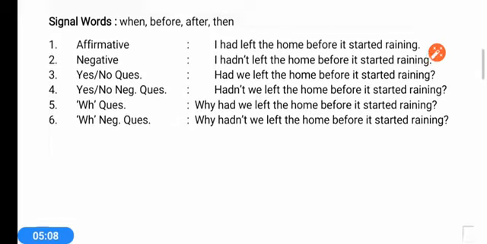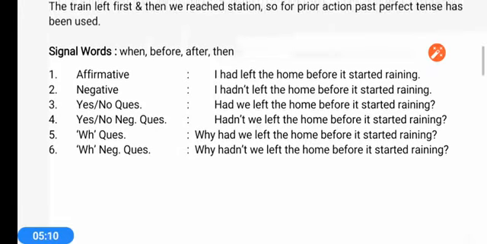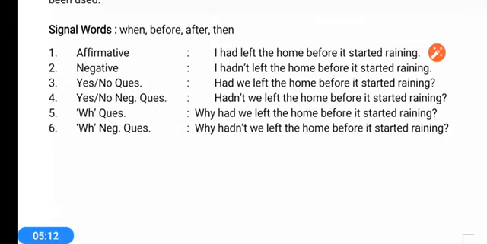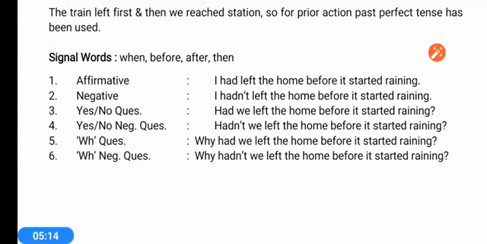Here I'm talking about the past perfect tense. In the past perfect tense, signal words are when, while, before, after, then. Such kinds of signal words will be used in the past perfect tense. Here are 6 sentences which you have to practice, like I had left the home before it started raining.